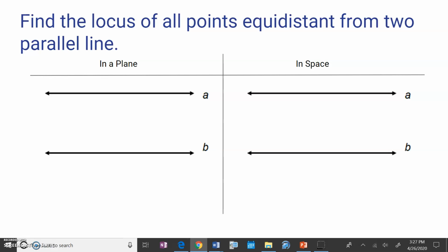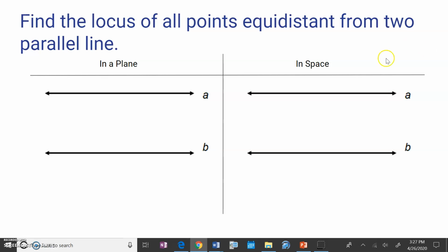Find the locus of all points equidistant from two parallel lines. We have to always assume we are talking about this in a plane, so in 2 dimensions, unless stated. It could state in space or in 3 dimensions. So understanding that there are 2 different answers to this, whether it's in a plane or in space. Okay? So I've already done step 1. I've drawn the given 2 parallel lines.